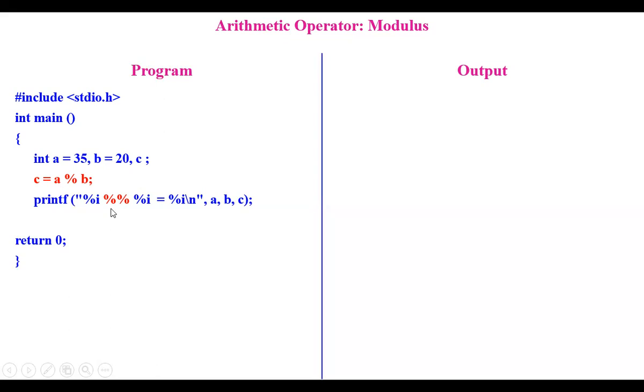Now, I want to display this symbol for modulus here. If I put percent %i, this is for display of the value of an integer. Similarly here, wherever it is. But when you want to have this percent symbol in the display, use another percent symbol here. Okay. Let us see how the display will be. 35 modulus 20 is 15.